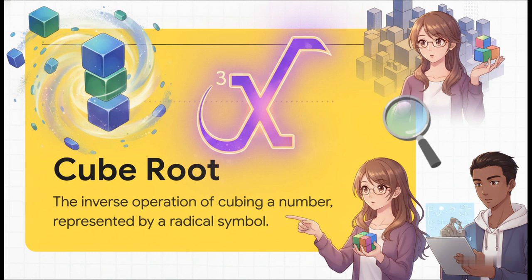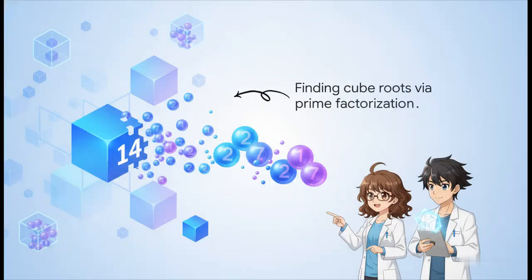We represent this with a radical symbol, much like a square root, but you'll notice it has a tiny little 3 tucked right into that top left notch. Whenever you see that symbol, the math is simply asking you, hey, what single number multiplied by itself 3 times gives us the number inside this box? And this brilliantly illustrates exactly how we use our prime factorization tool to find the answer.